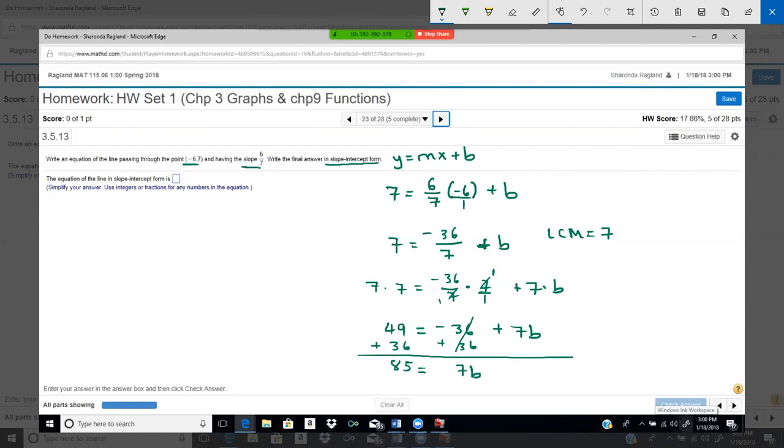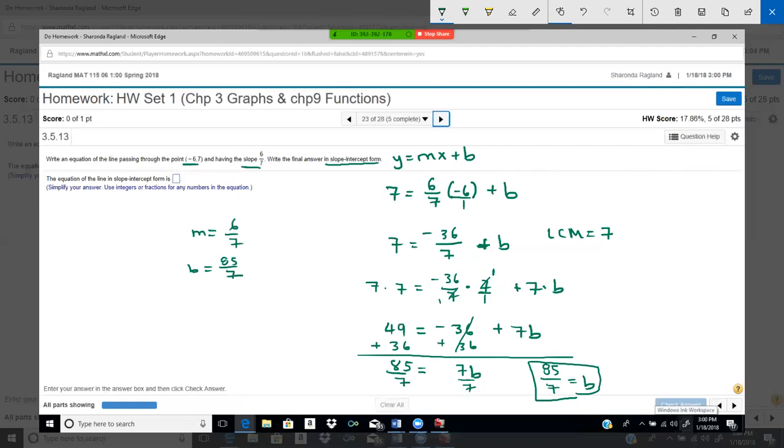Now, how do you deal with this, get b by itself? So you divide by 7. And of course, I still have a fraction. 85 and 7 have nothing in common. And so b is just 85 over 7. So I know what m is. Slope is 6 over 7. And b is 85 over 7.